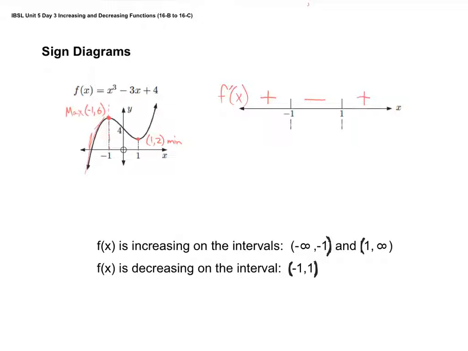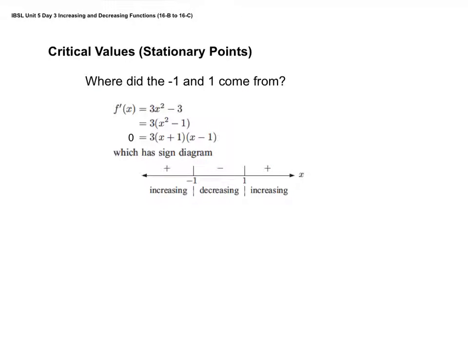It's not including in any of them? In any of them? No, because of what we're about to look at. I've been using the term critical values. Where did that -1 and +1 come from? That -1 and +1 are the critical values.